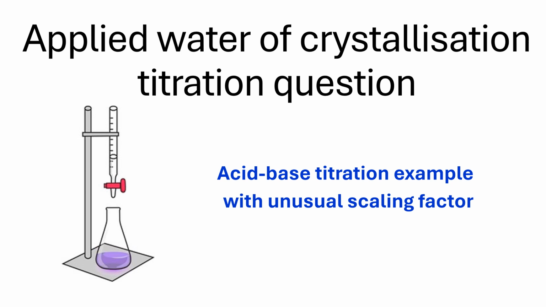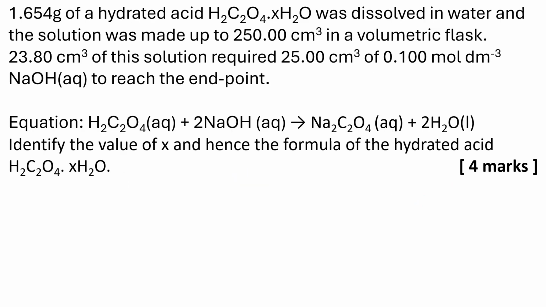Now, water crystallization from titrations can be done from either acid-base, which is this example, or from the more common redox titration examples. The redox titration type you'll find in the second year, and the acid-base titration type you'll find in both years. So this is our question. It gives a procedure that's described, and then it gives you the equation and what they want you to do.